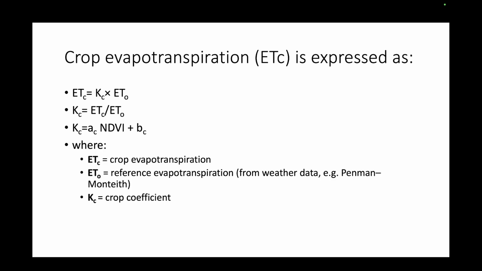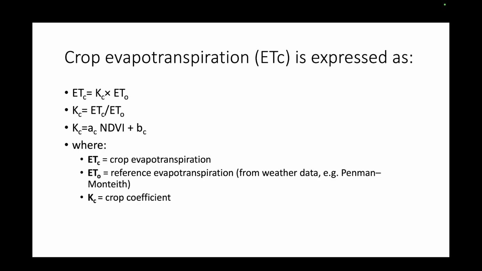Crop evapotranspiration is actually obtained from the weather data, maybe from TerraClimate or from MODIS. ET0, the reference evapotranspiration, can come from your weather data. Suppose ERA5 reanalysis data, we can also use as a reference data, no problem.